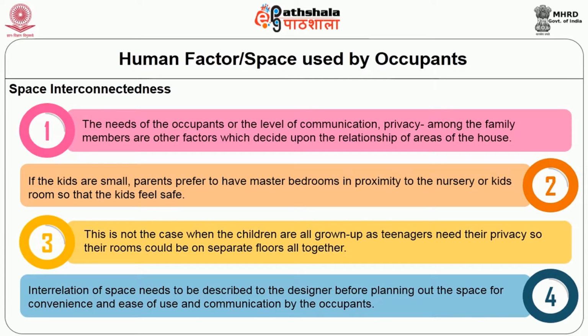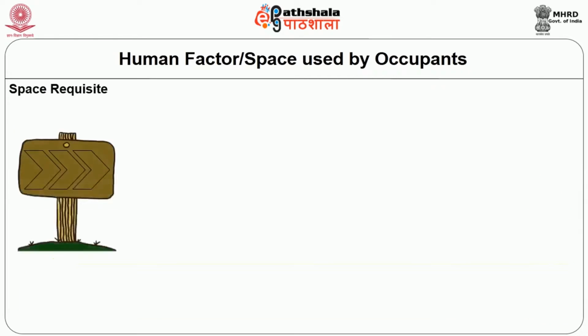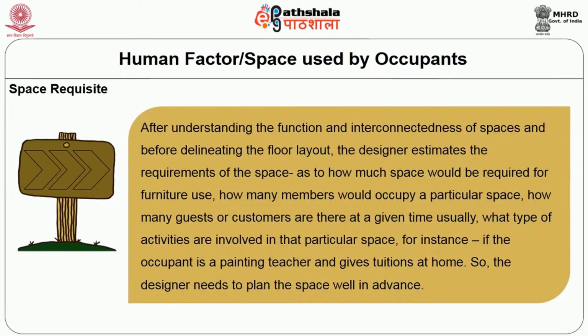Therefore, the interrelation of space needs to be described to the designer before planning out the space for convenience, ease of use and communication by the occupants. Space requirement: after understanding the function and interconnectedness of spaces and before delineating the floor layout, the designer estimates the requirements of the space, as to how much space would be required for furniture use, how many members would occupy a particular space, how many guests or customers are there at a given time usually, and what type of activities are involved in that particular space.